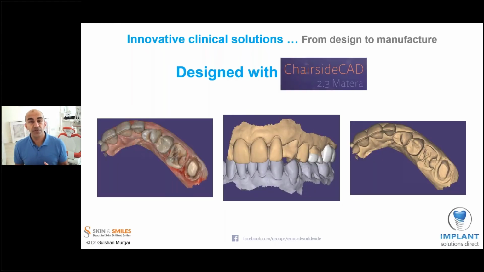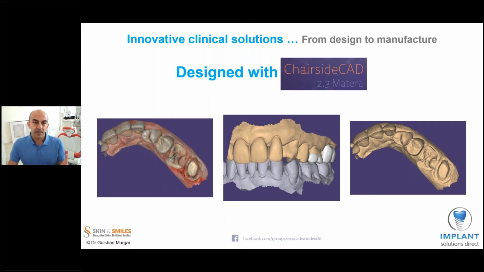I'm going to now show you some of my real-life cases that I've made with the current version of ChairsideCAD, ChairsideCAD 2.3 Matera. Now, each different version of exocad software that comes out is named after a city. So currently we're working with the Matera version. So this is a case here that I did last year. And you can see this is upper left, 2 molars. So one had a crown, one had an onlay.